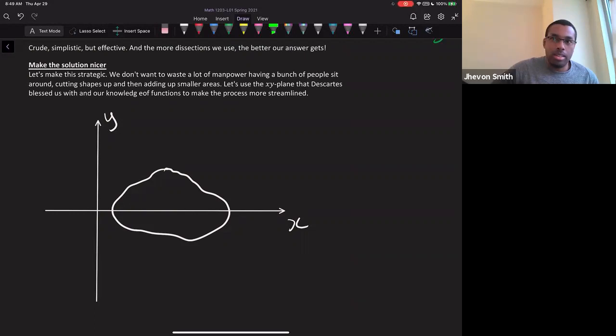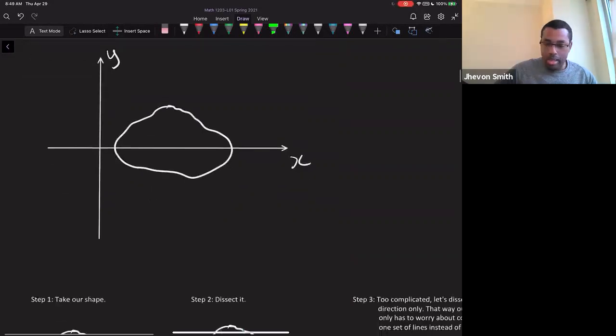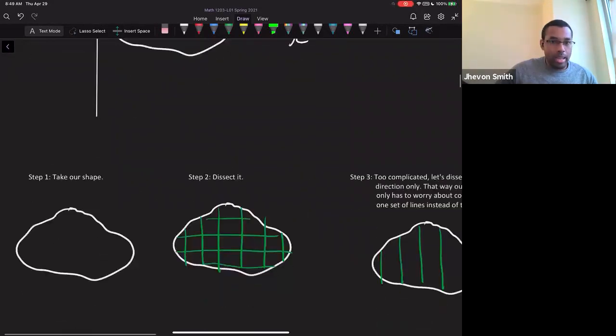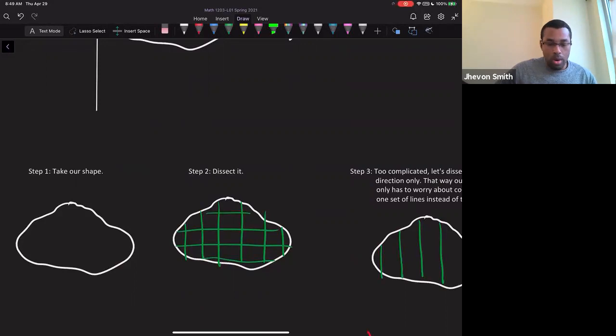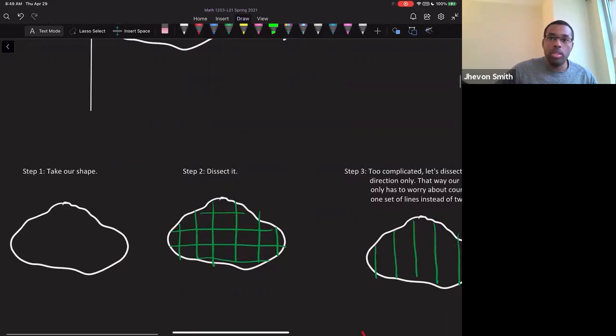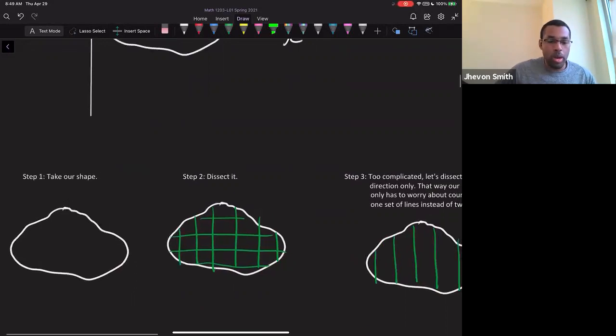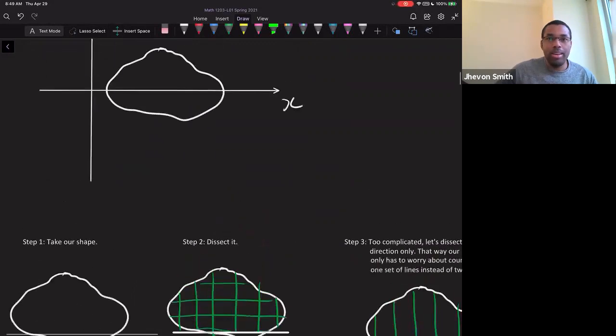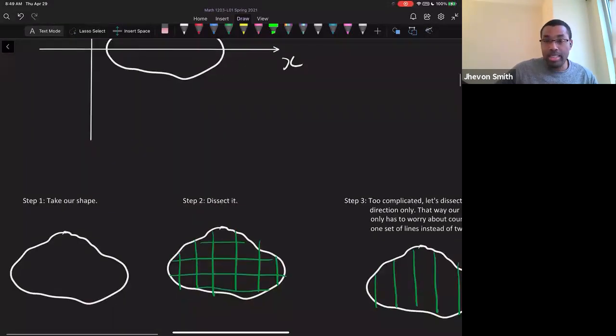So here's how we can start to do some math with this. We can put that blob on the XY plane, right? Thanks to Descartes for inventing the XY plane. And we're going to start to apply some math to be able to do this. So we know the idea. We're going to take our shape. We're going to dissect it, right? And we want to be able to use what we know about mathematics, like the XY plane, like putting it on the XY plane to get to an answer.